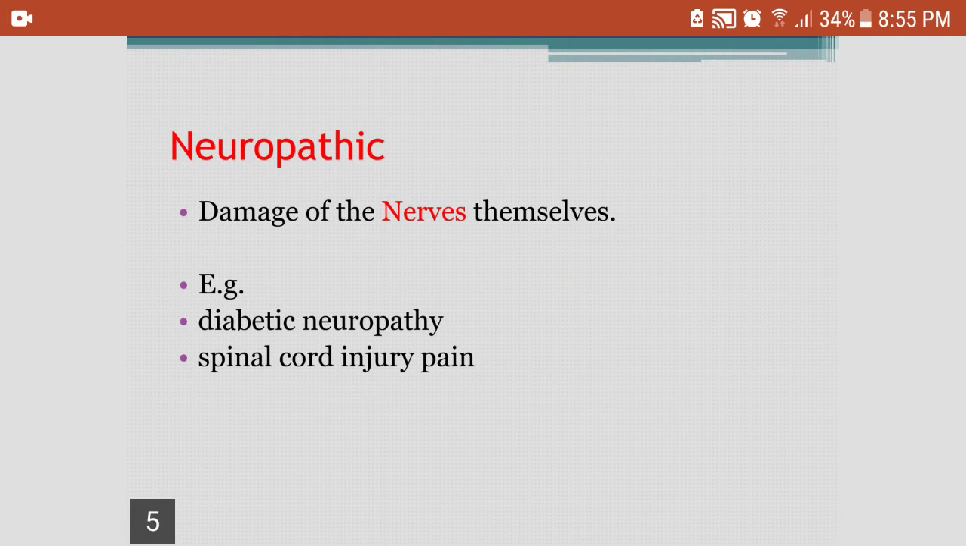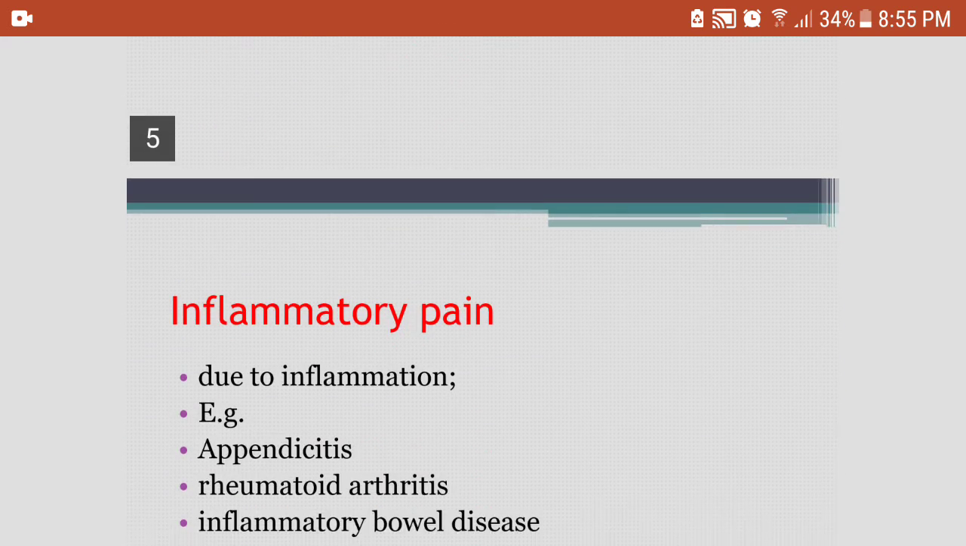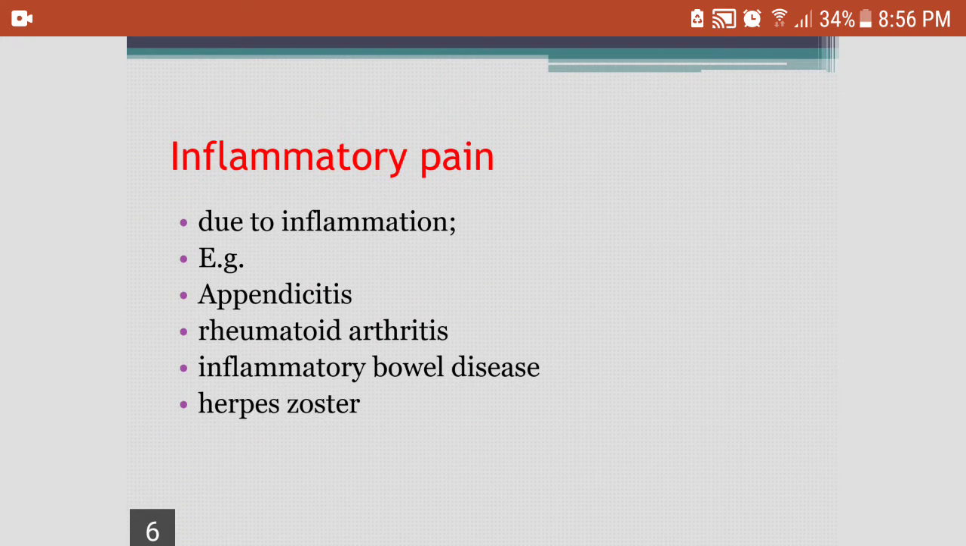However, the neuropathic pain is damage to the nerves themselves, and this pain is severe and feels like a burning sensation to the patient. Examples include diabetic neuropathy and spinal cord injury pain. Inflammatory pain is due to inflammation. Examples of diseases that cause inflammatory pain are appendicitis, rheumatoid arthritis, inflammatory bowel disease, and herpes zoster.